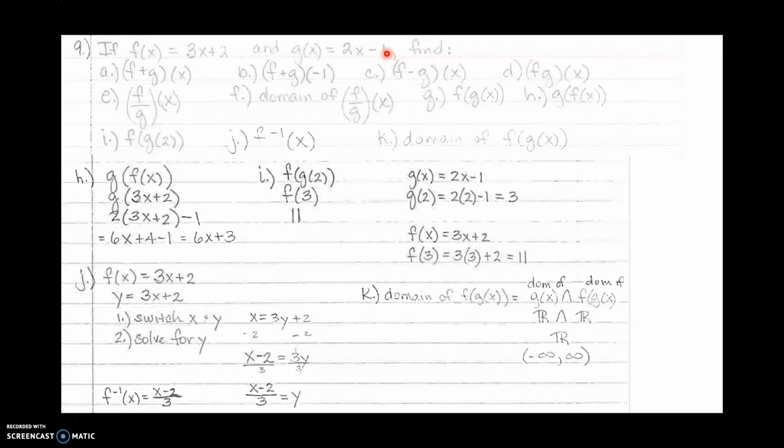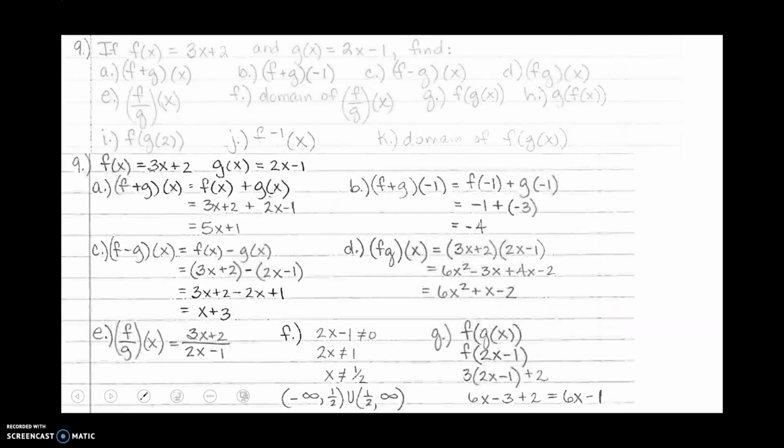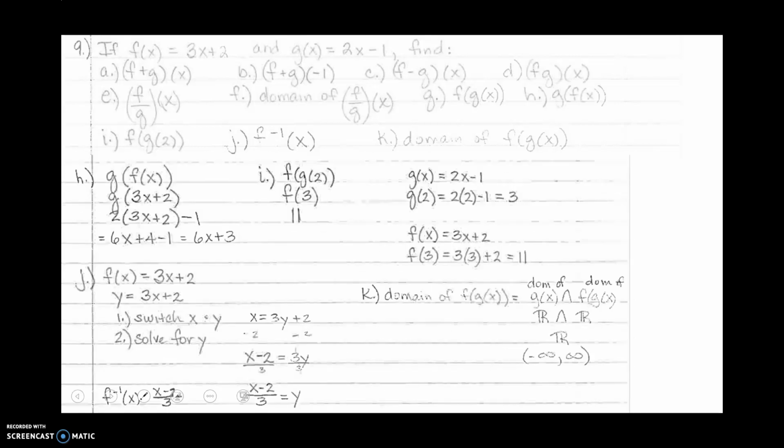Your domain is going to be all real numbers unless one of two things happens: you have a fraction or a radical. I don't have a fraction or a radical, so that domain would be all real numbers. Then look at f of g of x. The answer that we got for f of g of x was 6x minus 1. Again, no fraction or radical, so that domain would be all real numbers. If we intersect all real numbers with all real numbers, we just get all real numbers. The way we write that in interval notation is negative infinity to positive infinity.